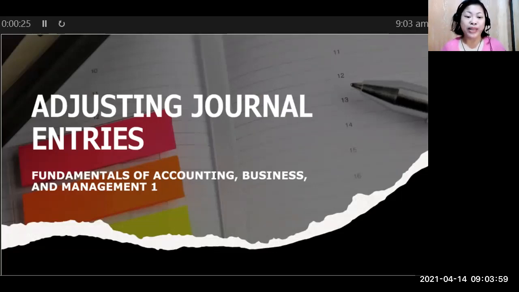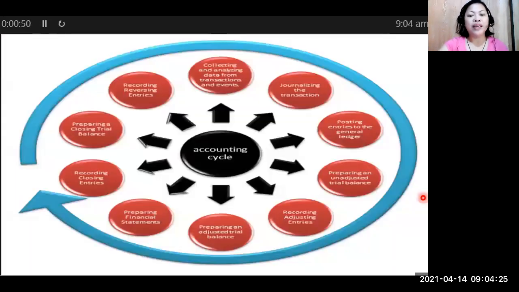Before we proceed to our new lesson today, which is the adjusting journal entries, let us first review our accounting cycle. Since the accounting cycle is also your performance test for both FABM1 and business math, I'm going to give you first a review of what the accounting cycle is and the steps of the accounting cycle. The accounting cycle is the standard sequence of uniform procedures repeated for each accounting period. Normally there are 10 steps in the accounting cycle.